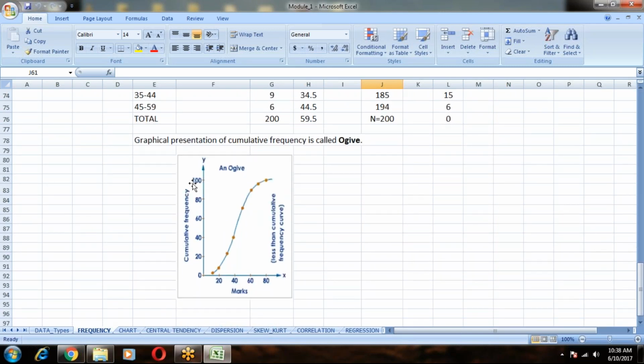Vertically we use this cumulative frequency and here we use the values. So this is actually class boundaries. So here the max value is given. If we consider, okay, just a second.